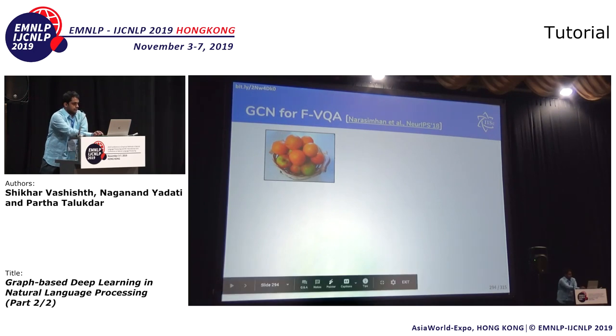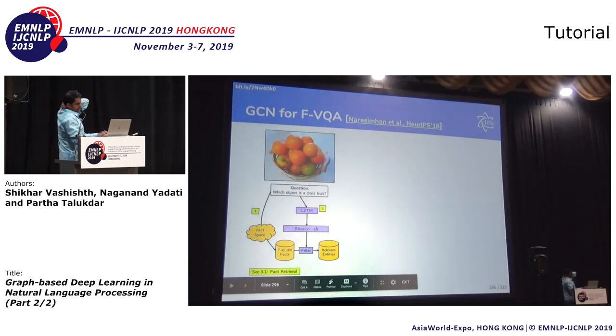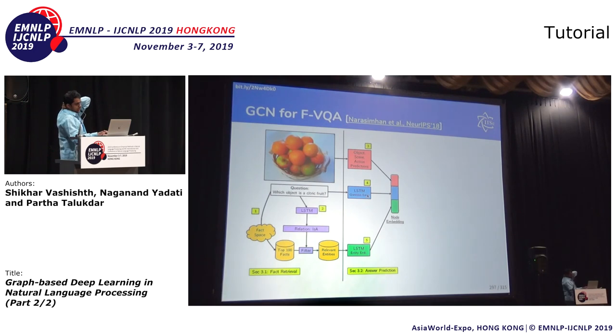So we have the input image, and let's say this is the question: which object is a citric fruit in this input image? The first step is fact retrieval, where we retrieve all the relevant facts from the question and also CNN features. And then we have the answer prediction module, where these facts have LSTM representations, and the question also has an LSTM question representation, right? And then this image is passed to a convolutional neural network to get image representation. Now all these three are concatenated: the image representation, the question representation, and the related entity representations. And then we have the knowledge graph.